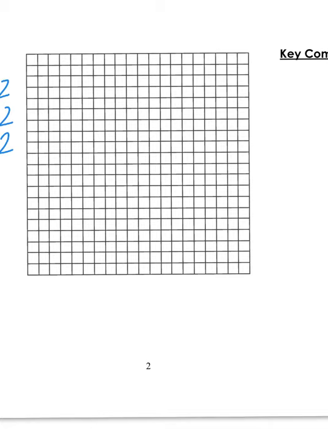So 8 times 2 would be 16. 16 times 2 is 32. 32 times 2 is 64. 64 times 2 is 128. So again, I'm going to need to adjust my scale so that I can show these values, or as many as I can, to get an idea of what this relationship looks like.